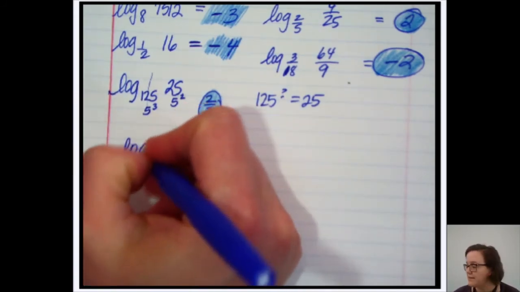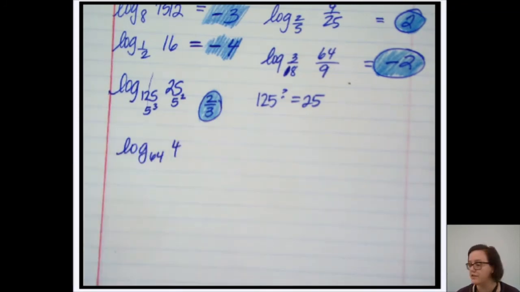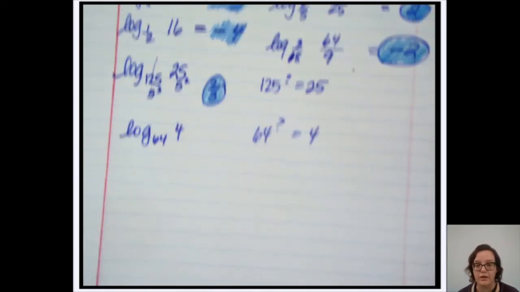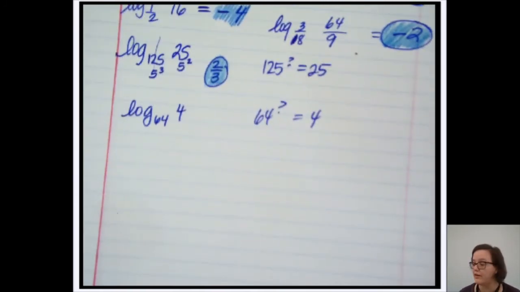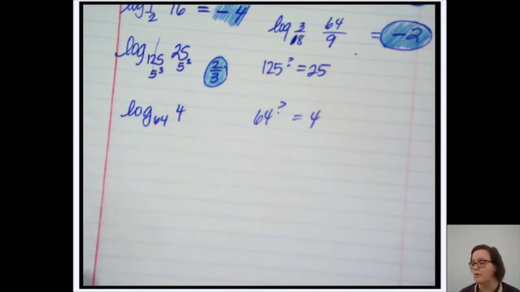If we have log base 64 of 4, I don't have powers of 64 for you. We do know that it has to be less than 1. Okay, not negative though, because we still have top bigger than the bottom, top bigger than the bottom. So it does have to be between 0 and 1. Okay.